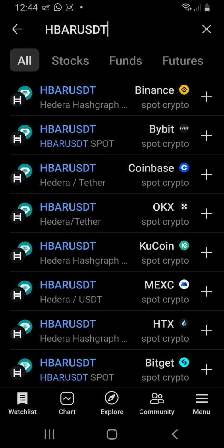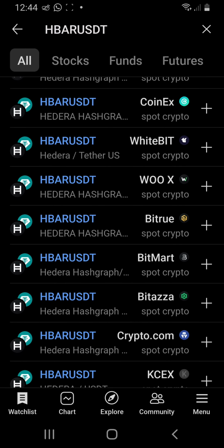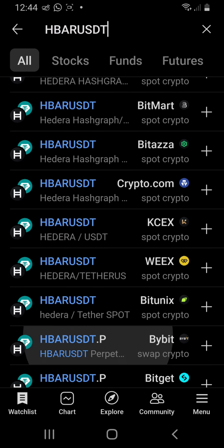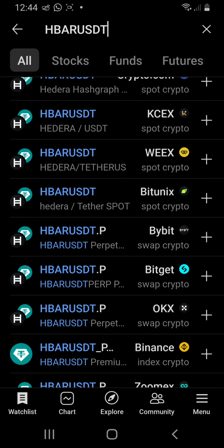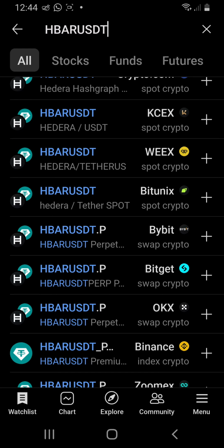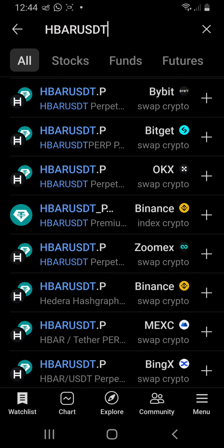And the second one, we see hbar Bybit spot crypto. So we are going to trade in Bybit, but actually this one is a spot. So you come down and look for another Bybit. If you don't see it, it means that you cannot trade hbar in future perpetual on Bybit. So there is no future perpetual on Bybit for hbar. But actually you will see it here, hbar Bybit, you will see swap crypto under. So if you see hbar swap crypto, it means future perpetual.